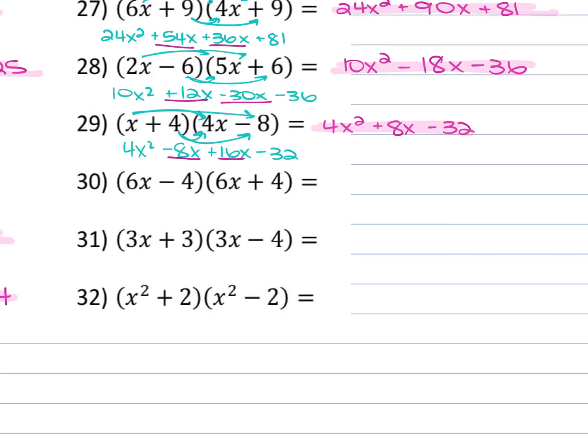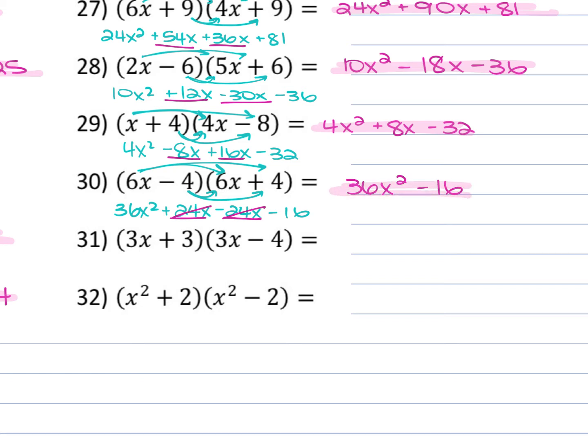For 30, we have 6x minus 4 times 6x plus 4. So 6x times 6x is 36x squared. The 6x times 4 is 24x. Negative 4 times 6x is negative 24x. And negative 4 times 4 is negative 16. Your like terms here are opposites, so they cancel out. And you're just left with 36x squared minus 16.